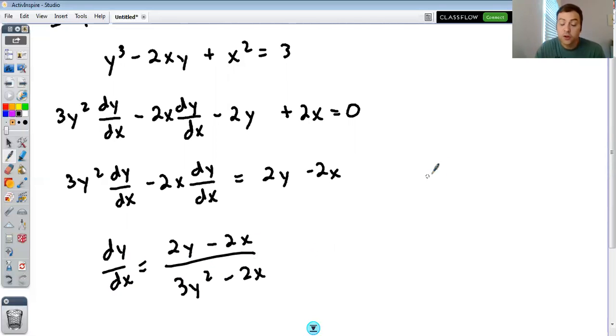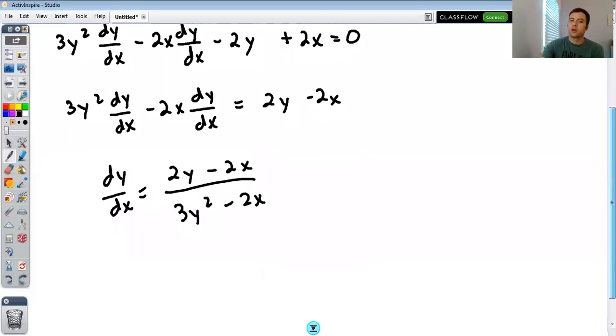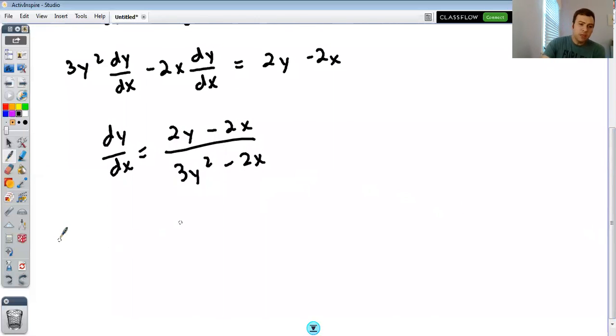And that's my first derivative for this problem, which could be used to find the slope. Maybe it's used to find horizontal tangents where the top is equal to 0, or vertical tangents where the bottom is equal to 0. Lots of different problems that we've seen already in our review come from this. But maybe a problem says find the second derivative implicitly. Not a hard problem. We just have to do a little bit more work.